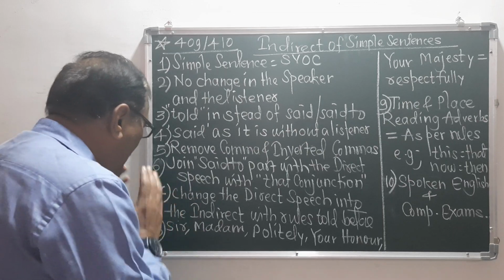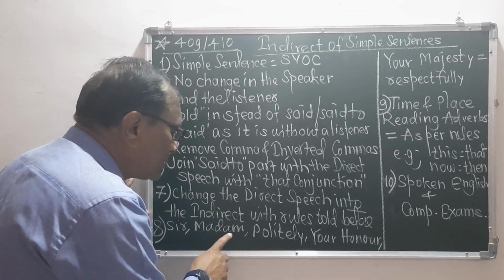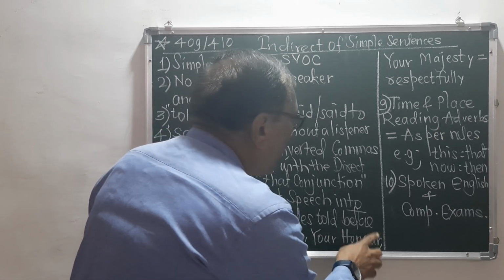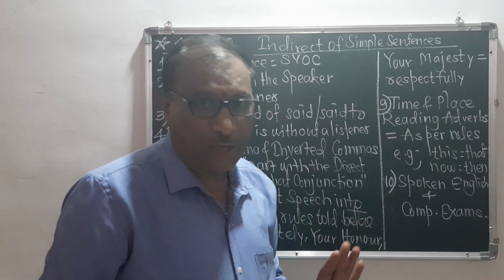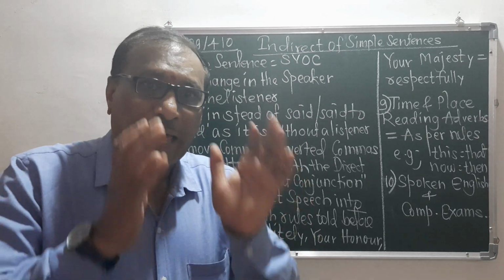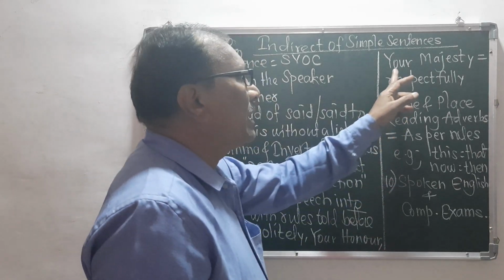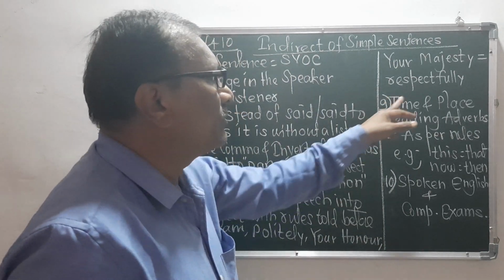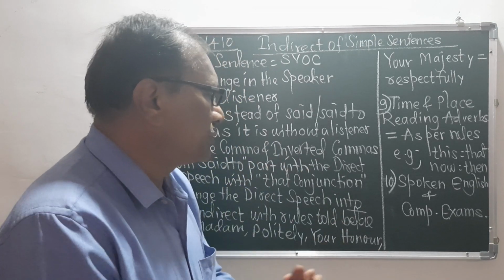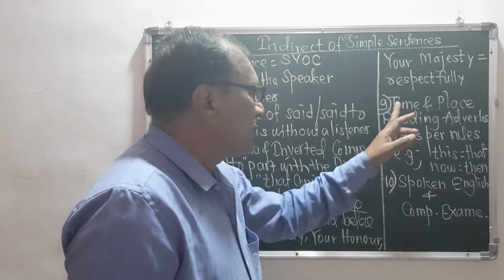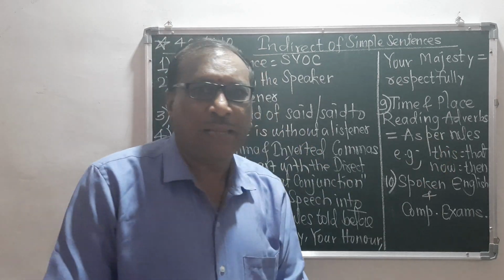Now the next rule is, if in the sentence of the direct speech there is sir, madam, politely, your honor, or your majesty, then we should write there "respectfully". Remember, when the direct speech is full of such words, we should write "respectfully" when changing it into the indirect speech. The ninth rule is that time and place reading adverbs should be changed as per the rules and regulations.